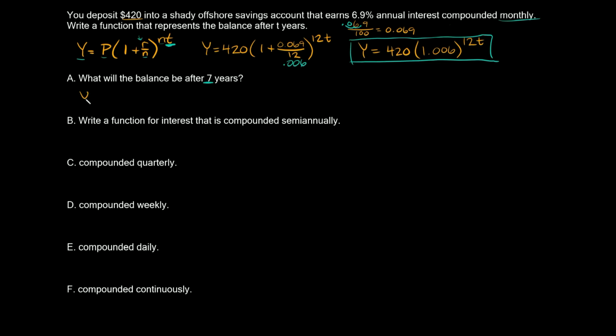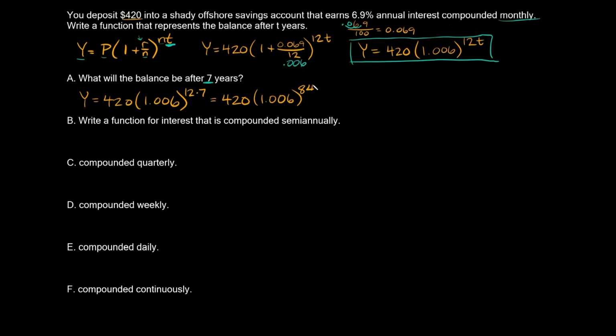So we're going to say y is equal to 420 times 1.006 raised to the 12 times 7. Okay, and then we can simplify this further, right? So this is going to be equal to 420 times 1.006 raised to the 12 times 7, which is 84, right?